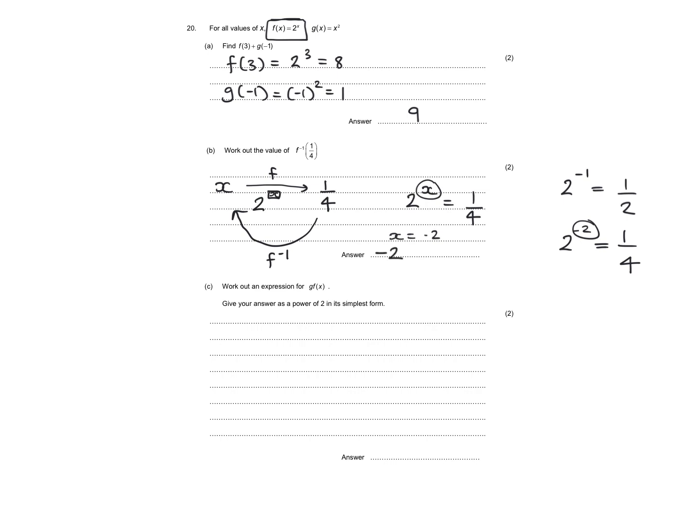Part C, write down an expression for gf of x. Now, we must know the order here. So gf of x means we start with x, we apply f first of all, which means we get 2 to the power x, and we apply g after that, which means we square. So that means we take 2 to the x as our input and we square it. And we've got to give this as a power of 2 in its simplest form. Remember, power of a power means we multiply the powers together. That's 2 to the 2x.